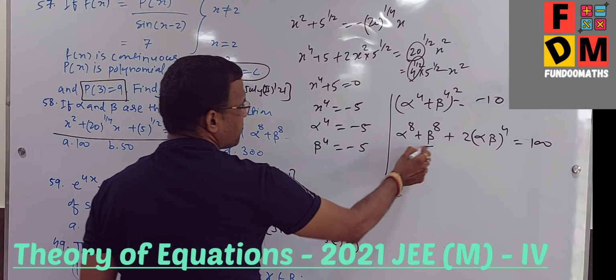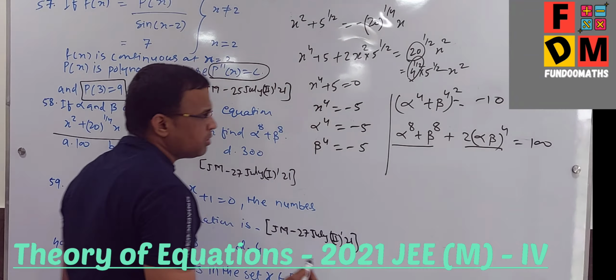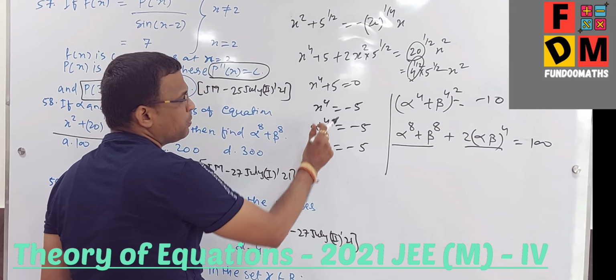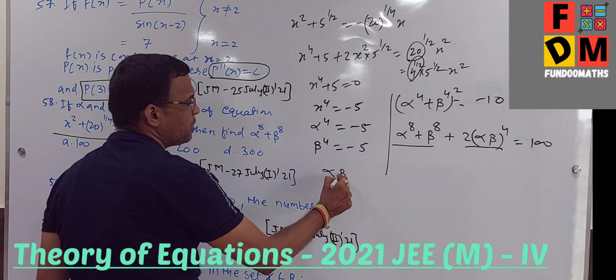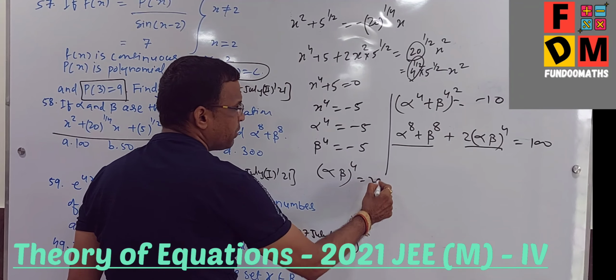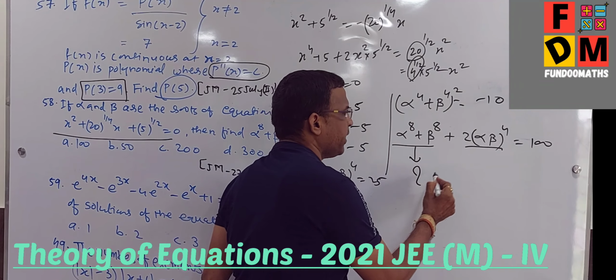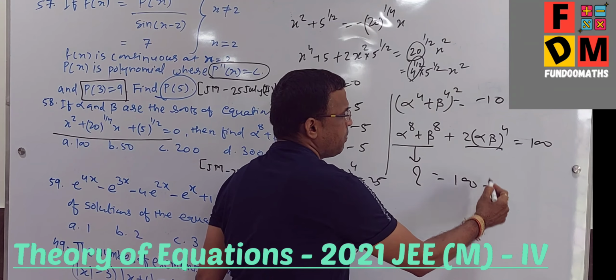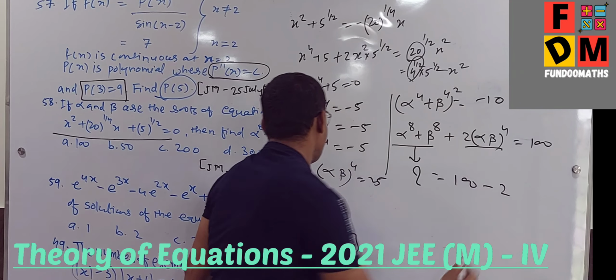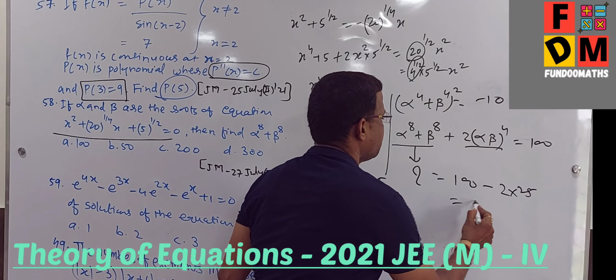Fine. The question asked is this. And what about this portion then? This portion is something we have to find out. So what is alpha beta power 4? It is the multiplication of these two. So alpha beta power 4 is minus 5 times minus 5, 25. It's not an easy question. So this question mark equals 100 minus 2 times alpha beta power 4, which is 25. So you got the answer 50.